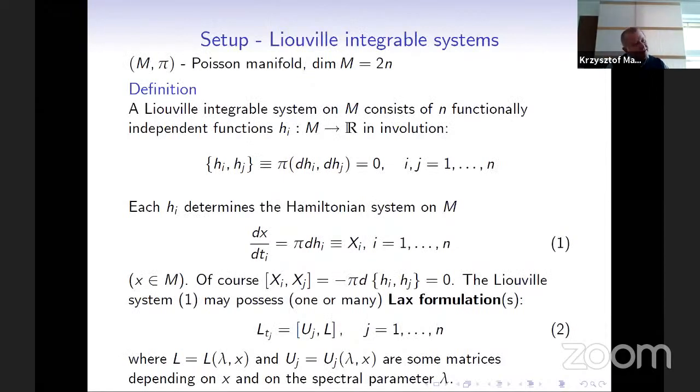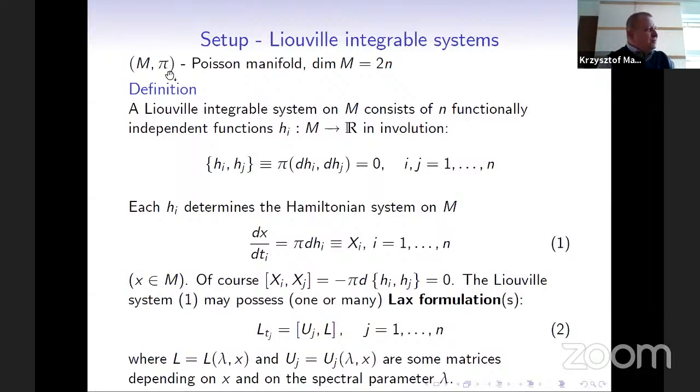And now there is a class of Hamiltonian systems that are particularly interesting, and they are called integrable systems, or maybe Liouville integrable systems. Why Liouville integrable systems? Of course, it started with the work of Liouville, but it has been extended very much. It's a finite dimensional system that is defined here. You should know also that there is a large theory of infinite dimensional integrable systems, like soliton systems, and we speak about finite dimensional integrable systems. So what is a Liouville integrable system?